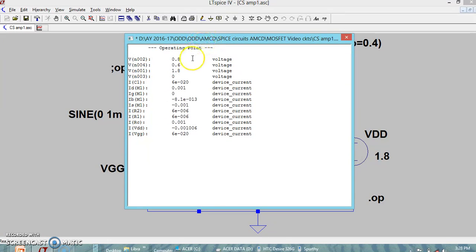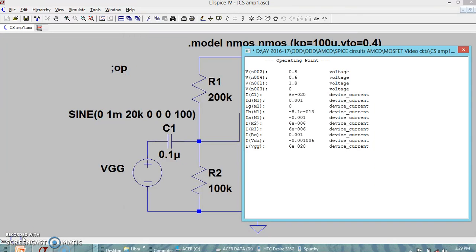Okay, how are we getting this as 0.8? Actually this 0.8 volts corresponds to the drain. At this point of time you may be unable to understand what this 0.8, 0.6 and 1.8 are. Let us name the nodes as gate, drain and source, so then we'll see what these voltages are. Let me label them and then we will come back to this .op command again.